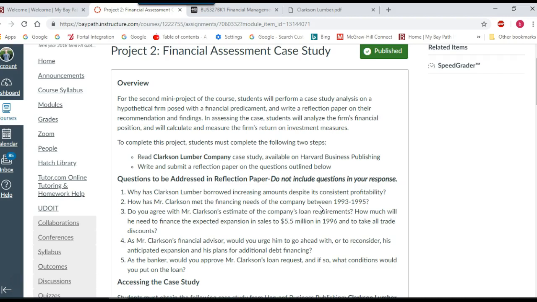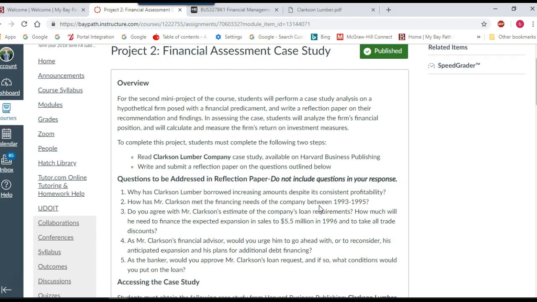So the questions here that they want answered: why is Clarkson Lumber borrowing increasing amounts despite its consistent profitability? What we've learned basically is profitability does not necessarily translate into cash and working capital. A lot of that profitability will get tied up in current assets and liabilities.